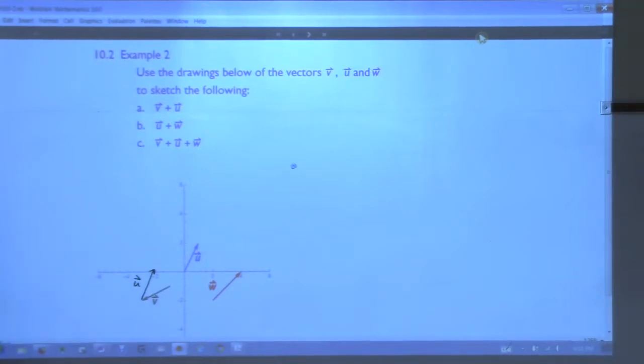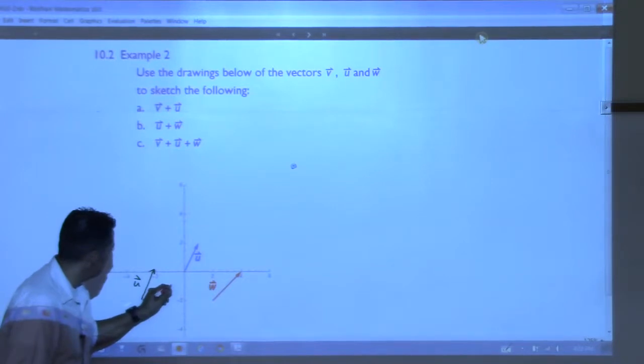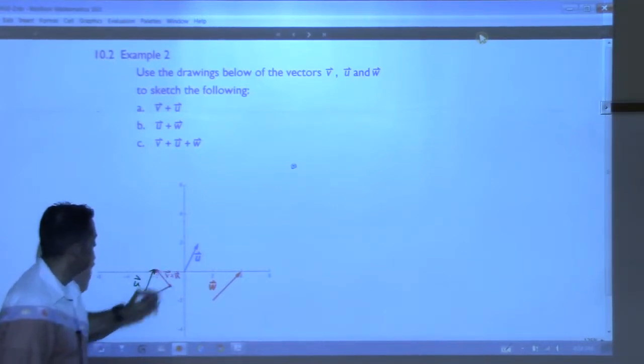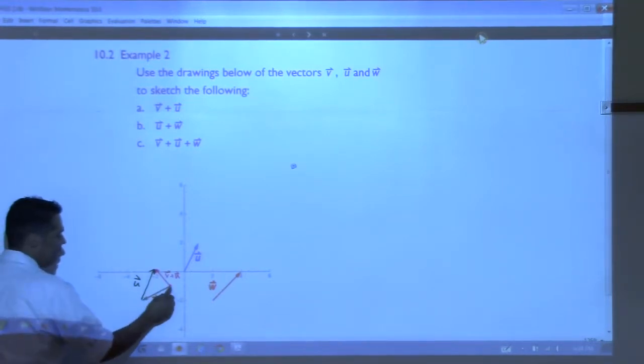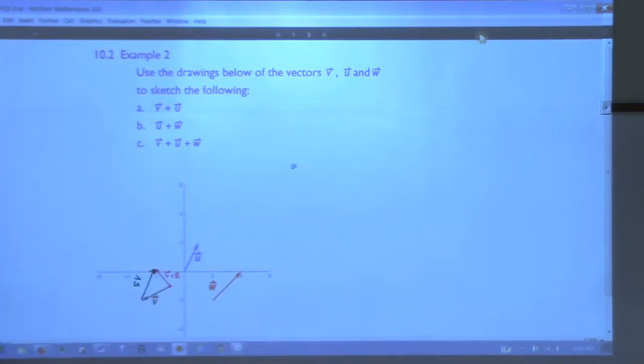So v plus u would be the vector going from here to here. That's v plus the vector u. Starting out at the tail of v, where do you end up? Right here. So tail, tip.